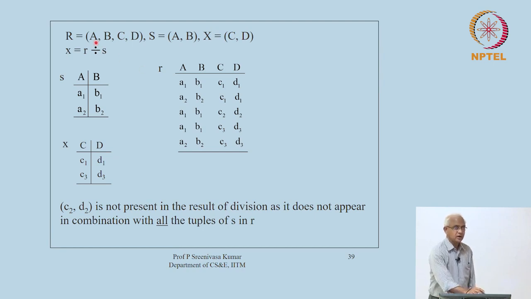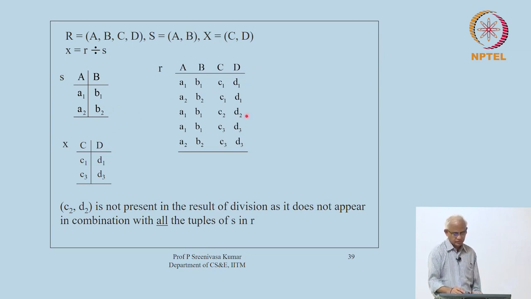Let us say R has attributes A, B, C, D, and S is A, B, and X is C, D. We are now looking at R divided by S, and the schema for R divided by S is R minus S, that means the set of all attributes that are there in R but not in S, that means C, D. So X is C, D, the output schema of R divided by S. Now you can have a look at how exactly this result gets computed.